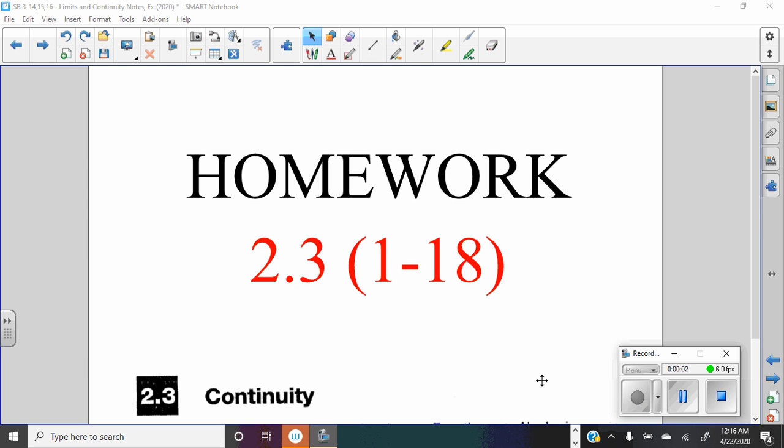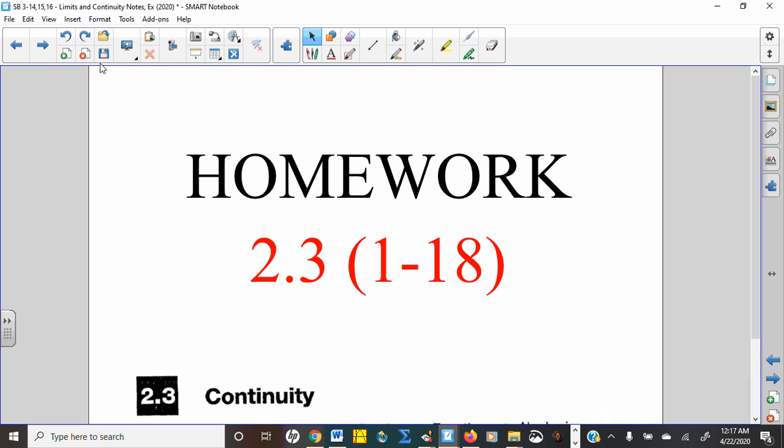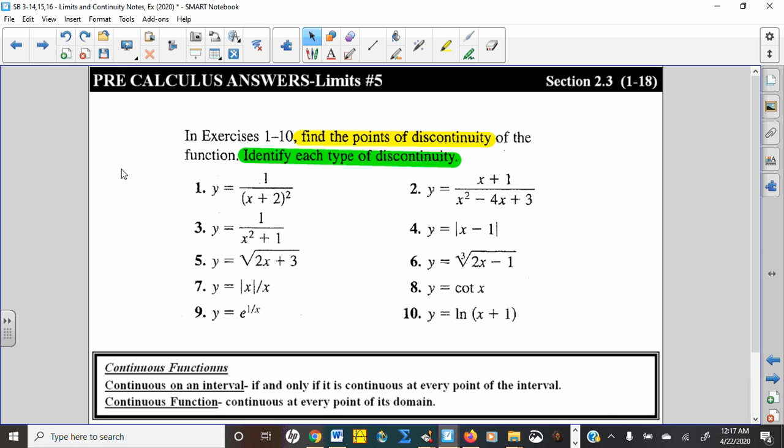All right, it's time to go over the first assignment regarding continuity, which was the section 2.3 packet problems 1 through 18. The first 10 questions are really less about massive amounts of work and more about just reviewing discontinuities.